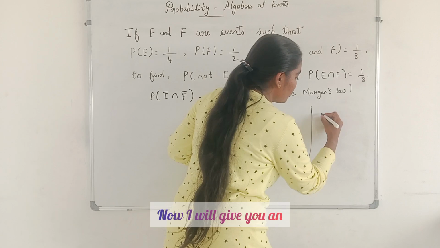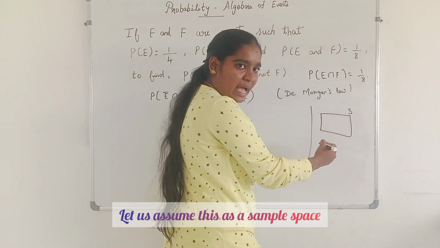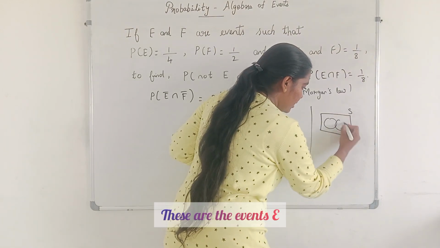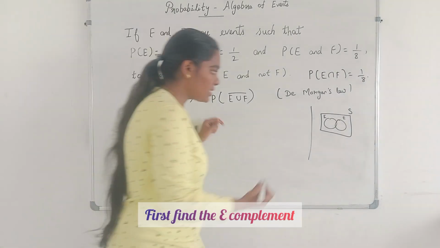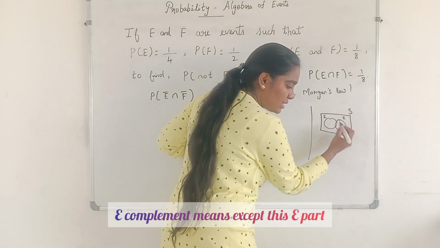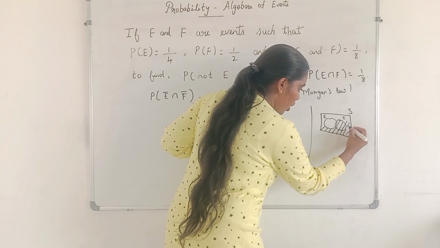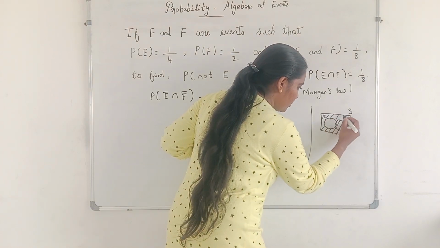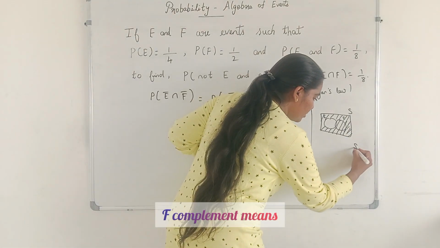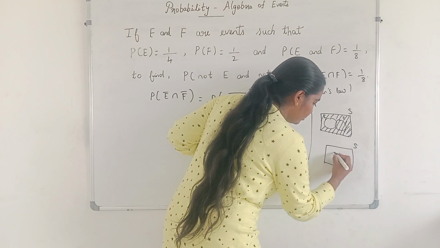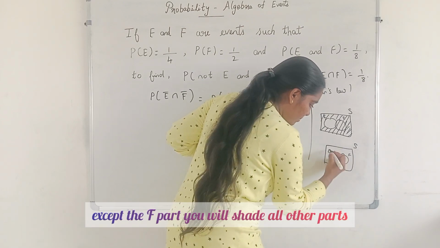Now I will give you an idea about this. Let us assume this as a sample space. These are the events E, F. First find the E complement. E complement means except this E part, all other part you will shade. Next, F complement. F complement means except the F part, you will shade all other parts.